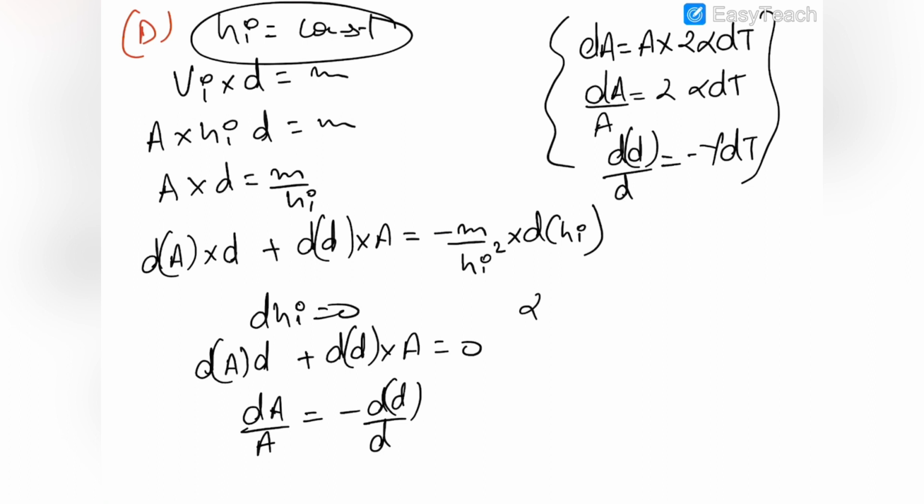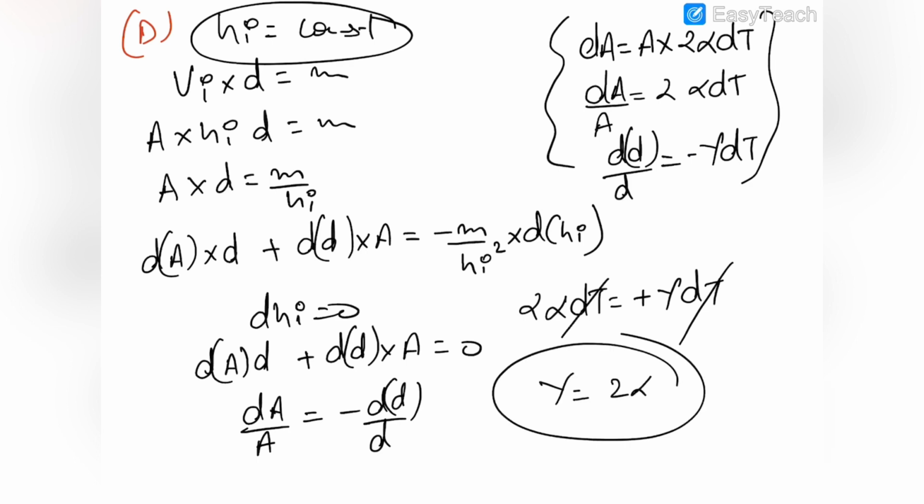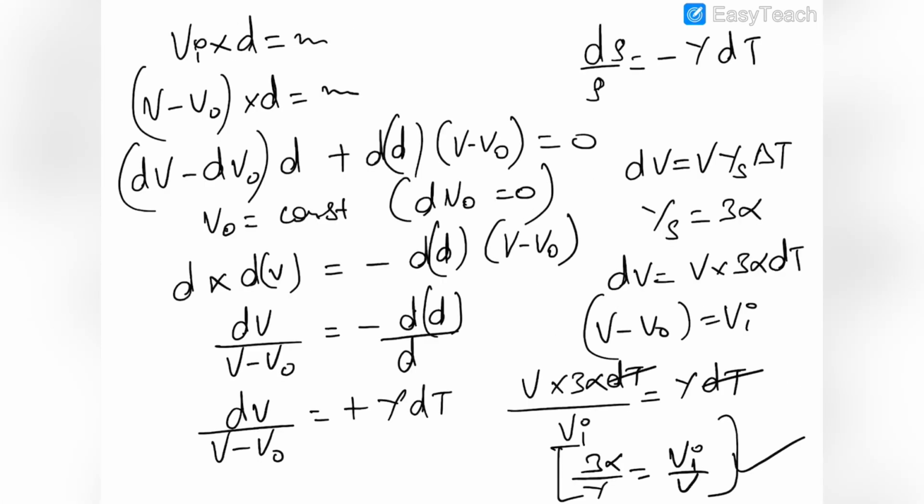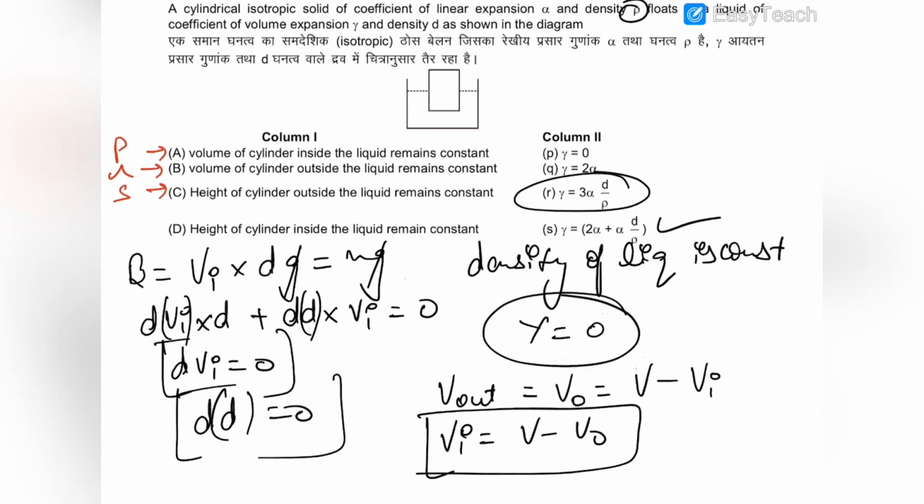So 2 alpha dt is equal to plus gamma dt, cancelling dt with dt. So gamma is equal to 2 alpha. This is the correct relation for this case, so it is option number Q. So the correct answer for D is option Q.